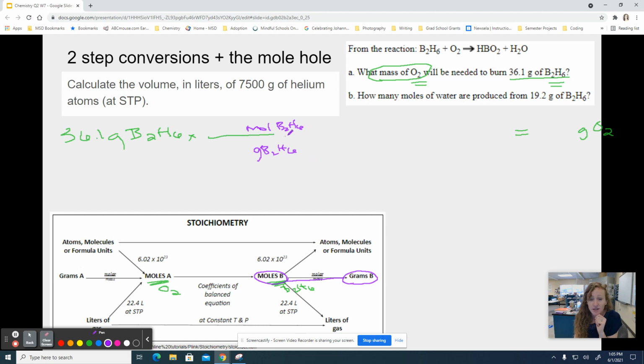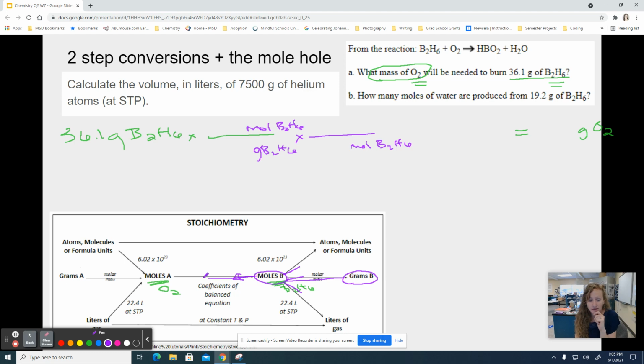All right, so is this what I want, moles of B2H6? Nope, it is not, so I need another fraction. The unit on top automatically goes on the bottom, moles of B2H6. Now I can get to lots of things. I can get to particles, back to grams, I can get to liters of gas, or I can get to something new. What do we want to get to? We want to get to oxygen, which is something new.